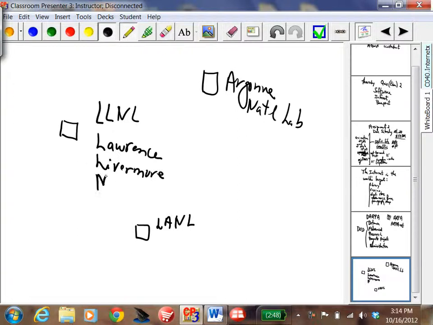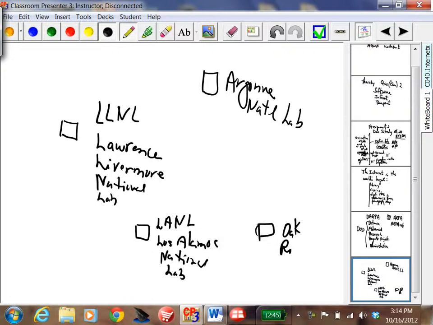National Lab. They're all national labs again. Los Alamos, National Lab. Oak Ridge National Lab. Brookhaven National Lab. A bunch of them, okay? And so these scientists work together and we're doing research of national interest.